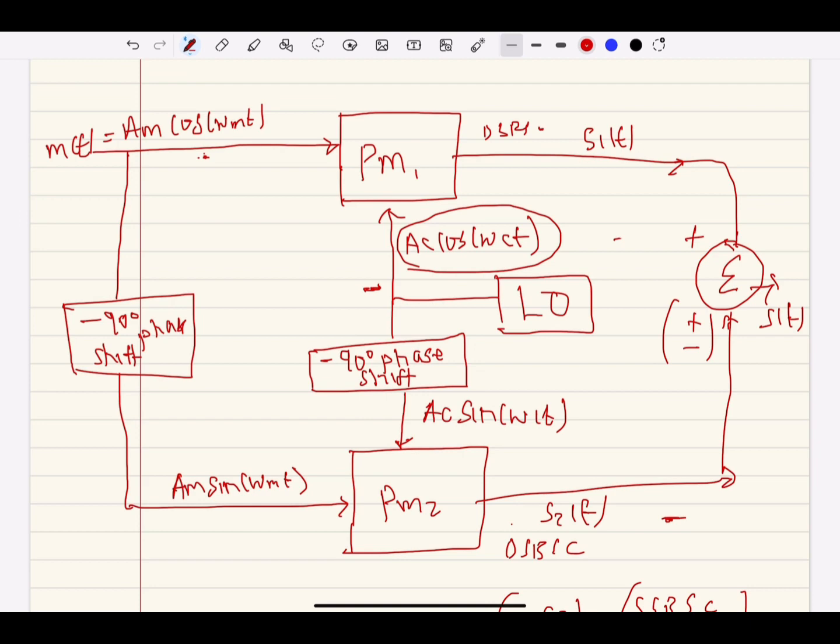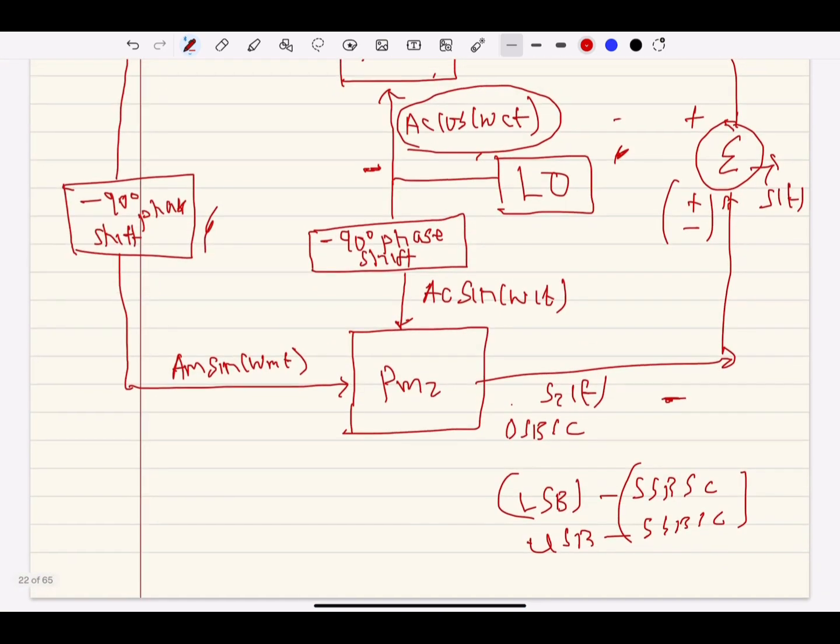As you can see, this local oscillator here is producing the carrier signal, which is being fed into product modulator 1. That same output of the local oscillator, which is AC cos omega ct, is being phase shifted and then fed into product modulator 2. We do the same for the message signal. We supply the message signal to product modulator 1, and then we phase shift it by minus 90 degrees to supply it to product modulator 2. And the output will be produced as a double sideband suppressed carrier signal.